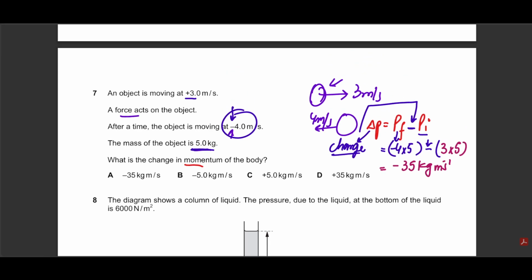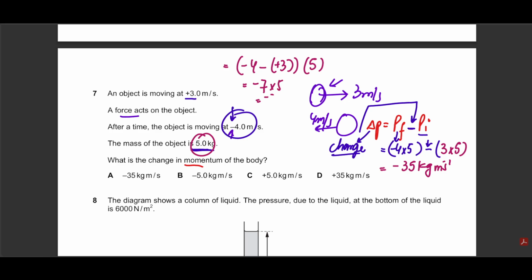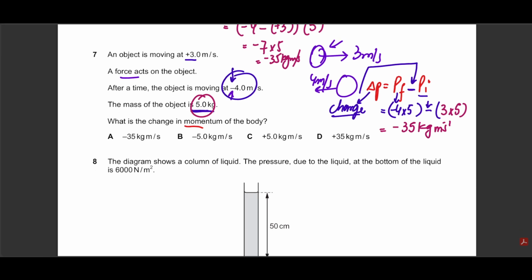Now, what you could have done, alternatively, is what some students do: since they know that the mass is exactly the same for both cases, they just deal with velocities first. So this would have been minus 4 minus plus 3, multiplied by 5. So this would have ended at minus 7 multiplied by 5, again leading to minus 35 kg meters per second, which is again also a right approach. The answer of this question would be option A.